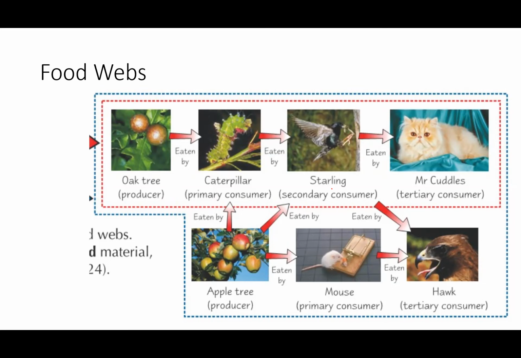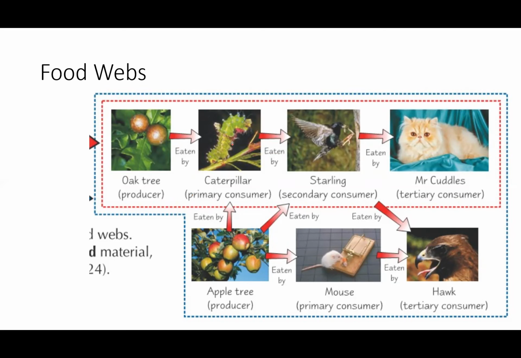Our food chains, like I just went through, show that really simple line of energy transfer. Each of the stages of the food chain is called a trophic level. So going from the oak tree to the caterpillar is going up a trophic level. Food webs basically just show lots of food chains in an ecosystem and how they overlap.